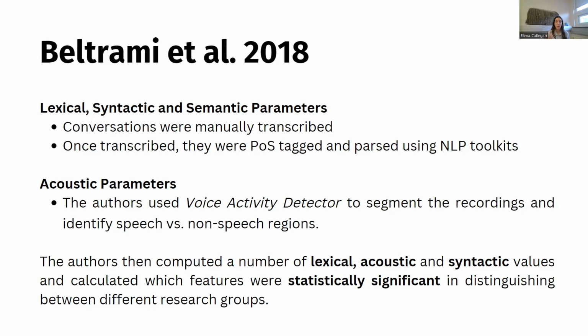So they computed a number of lexical, acoustic, and syntactic values using the voice activity detector software, and also the tagged and parsed transcriptions. And then they tried to see which features were statistically significant in distinguishing between different research groups. So which of these features, out of all the things that they looked at, could tell us whether somebody is a healthy control or an individual with mild cognitive impairment.